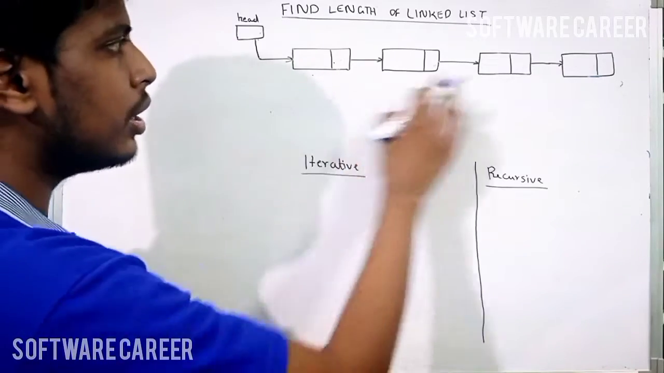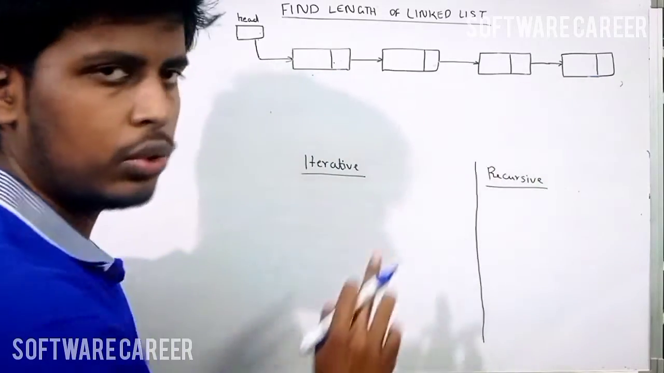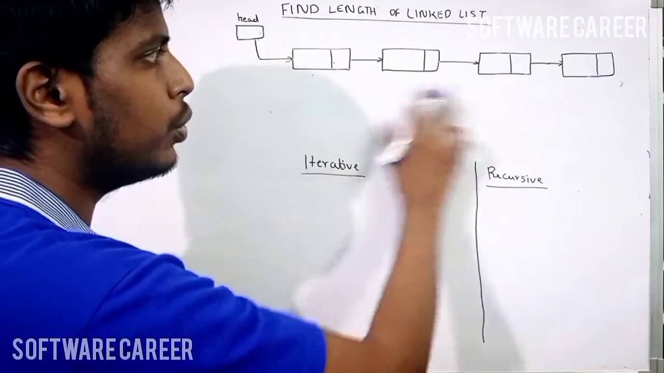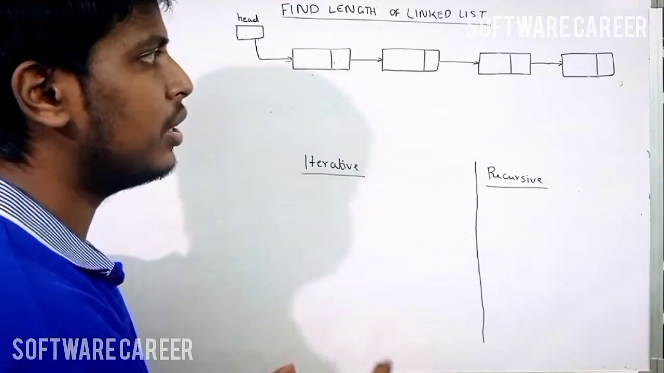Now this is the given linked list of 4 nodes. This is the first node, second node, third node, fourth node. You should count the number of nodes present in the linked list. There are 4, so you should return 4. How will you find it? Let's see.